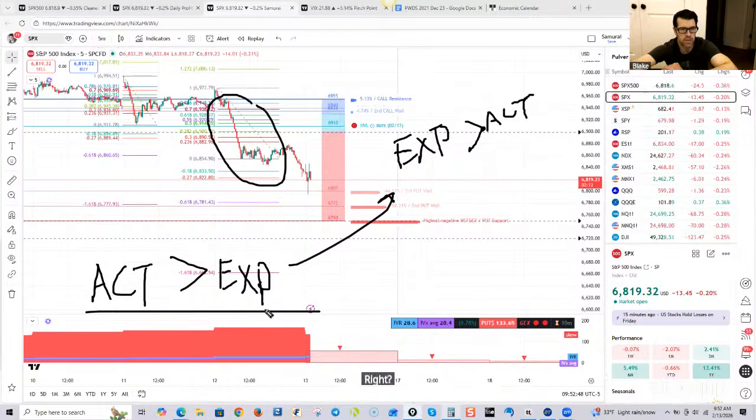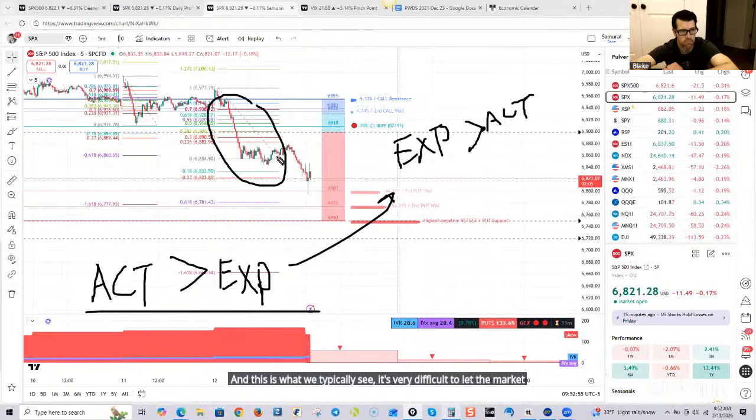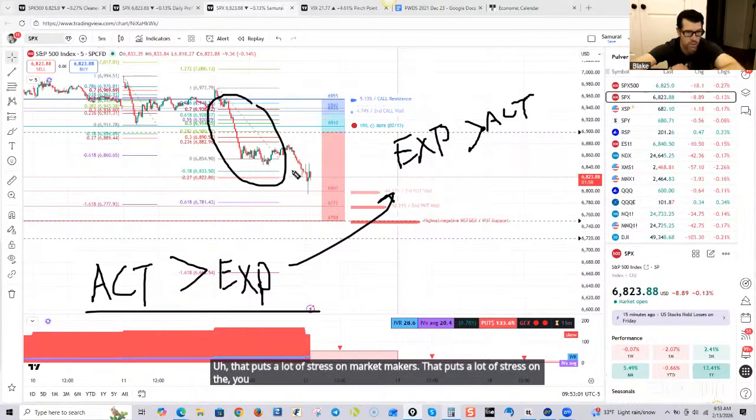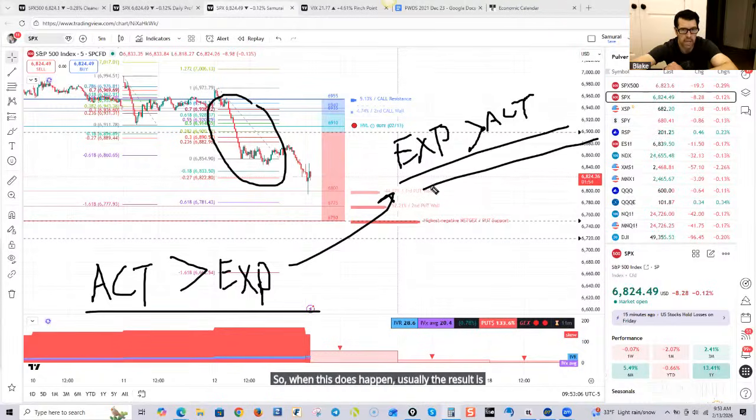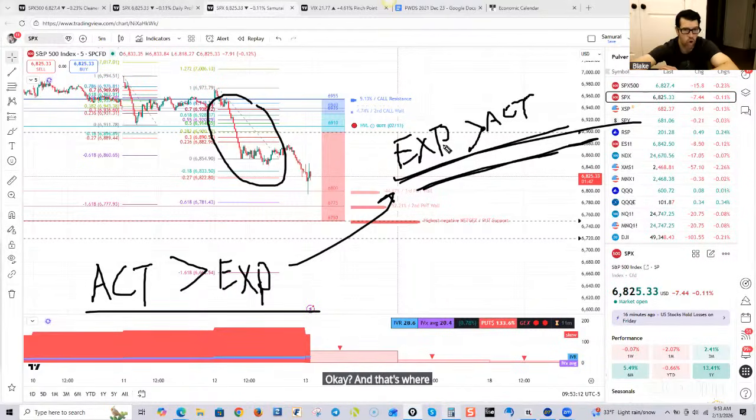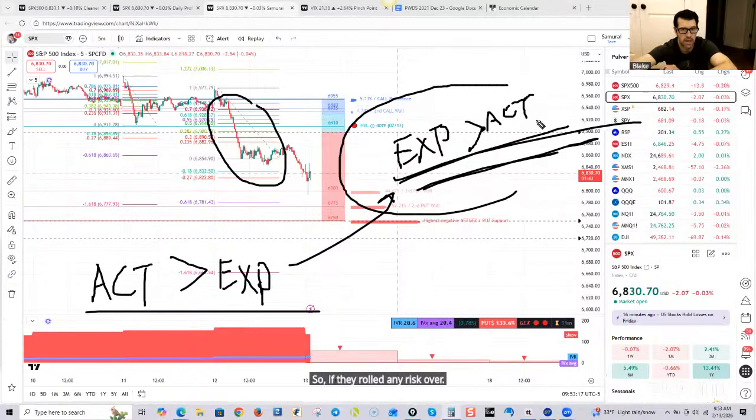Right? This was yesterday. So for them to recover, and this is what we typically see, it's very difficult to let the market go inefficient multiple days in a row. That puts a lot of stress on market makers, on the liquidity providers for the market. So when this does happen, usually the result is shortly after we have the expected move way bigger than the actual. That's where they get all their profits back. So if they rolled any risk over, they get it back by washing it the next day.